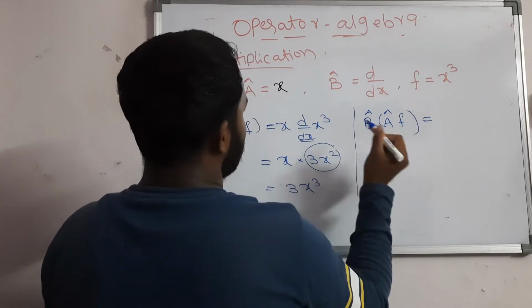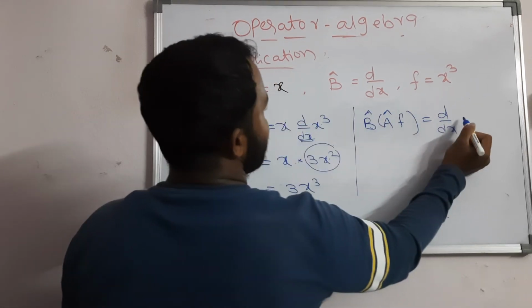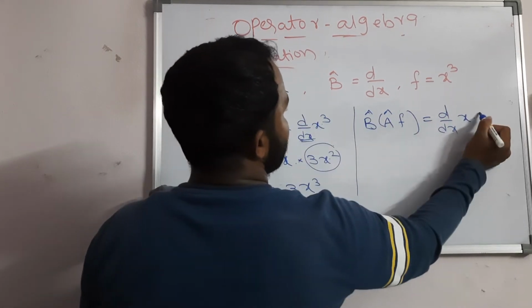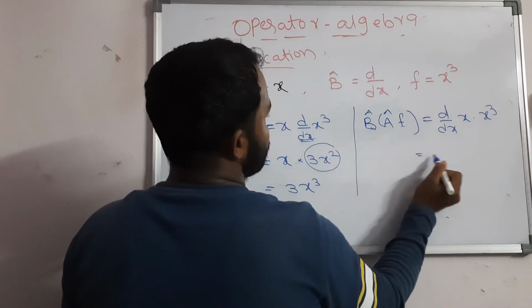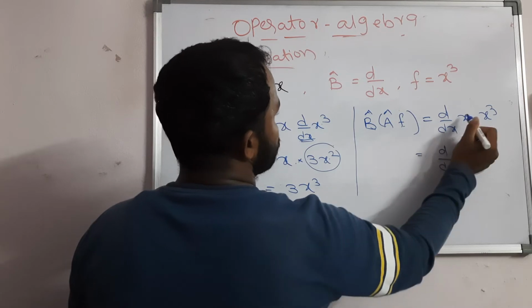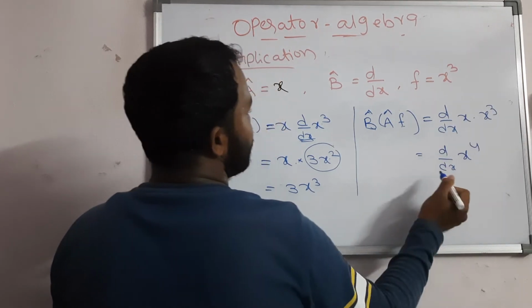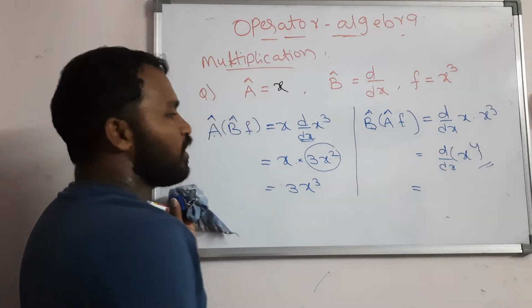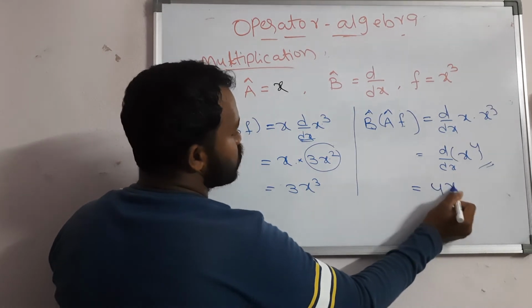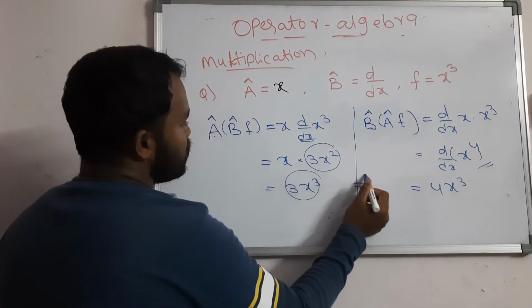Now what is the B cap value? d by dx. What is A cap? x, into the function x cube. B cap, A cap, function. So x multiplied by x cube gives x power 4. Now tell me, what is d by dx of x power 4? You will get 4 into x cube. Therefore, this value is not equal to the other value.